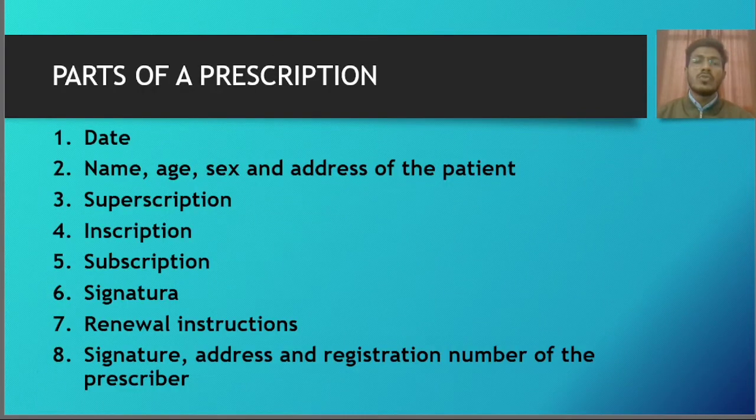So now let us look into various parts of a prescription. A standard prescription should include all these listed components. First is the date, then the name, age, sex, and address of the patient. Along with it, superscription followed by inscription, then subscription, signatura, renewal instructions, signature, address, and registration number of the prescriber. So all these details should be mentioned in a standard prescription. Now let us look into the details one by one.